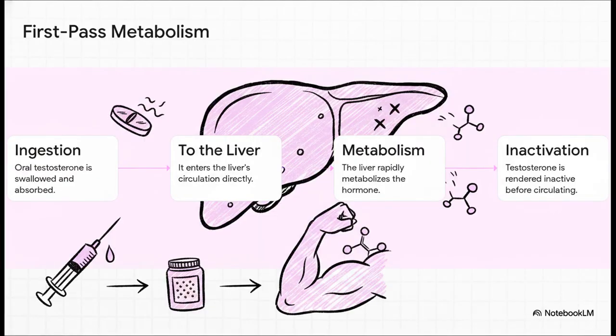Basically, what happens is this. The tablet gets absorbed, goes straight to the liver, and the liver just inactivates most of it before it even has a chance to work in the rest of the body. So, we have to be clever. We need to find ways to bypass the liver. That's why we use things like long-acting injections of testosterone esters, or maybe transdermal gels. These deliver the hormone directly into the bloodstream, avoiding that whole first-pass problem.